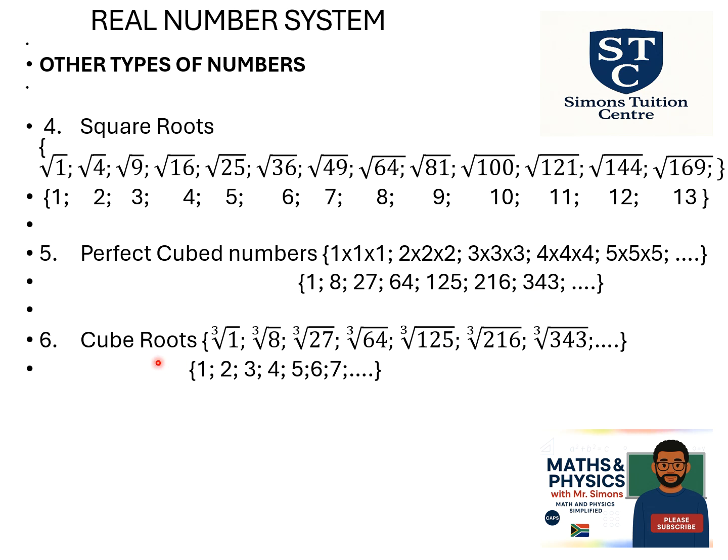We say cube roots of them. Cube root of 1 is 1, cube root of 8 is 2, cube root of 27 is 3, 64 is 4, cube root of 125 is 5, 216 is 6, 343 is 7. Right? So those are your perfect cube numbers.